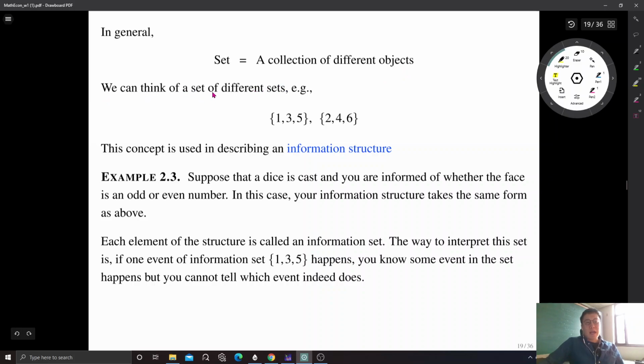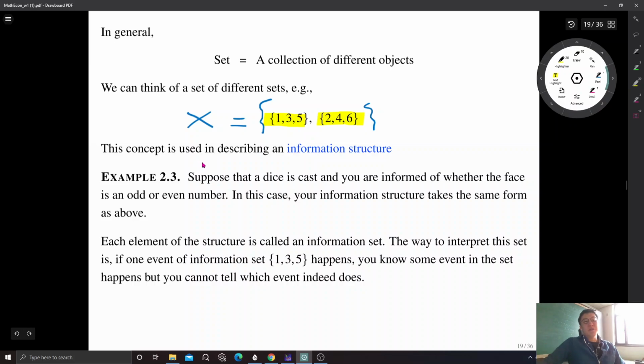So we can think of a set of different sets. For example, we have two different sets right here. The first set is a collection of odd numbers, larger than 1 but less than 5, and the second set collects even numbers between 2 and 6. So 1, 3, 5 and 2, 4, 6. And then we can think of a collection of these two sets by adding another curly bracket outside, which can be defined as another set X. So this is simply a set of sets.